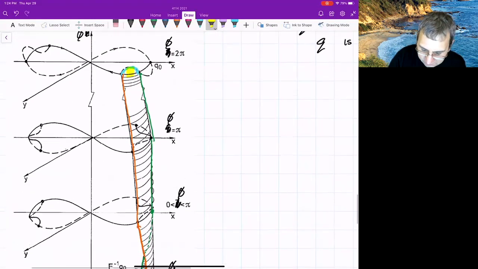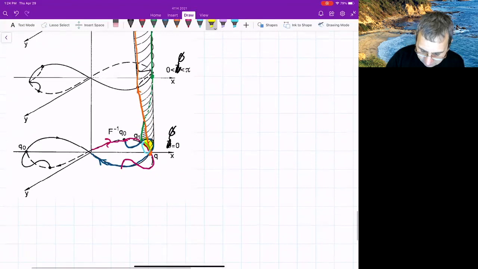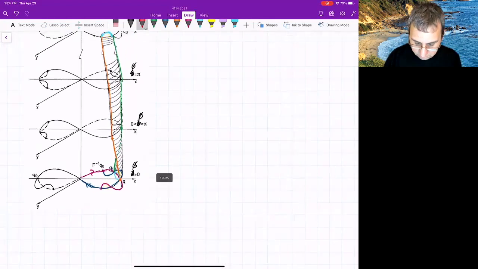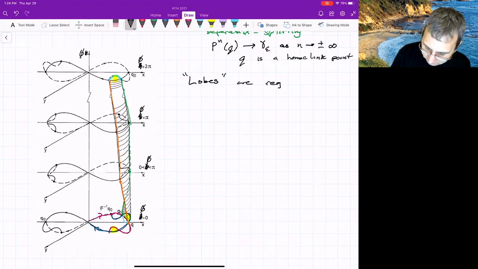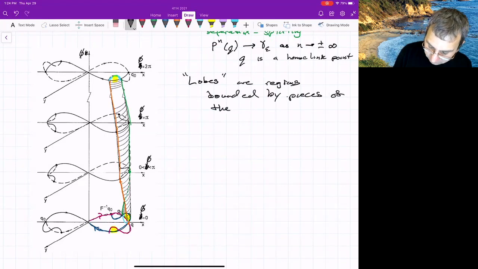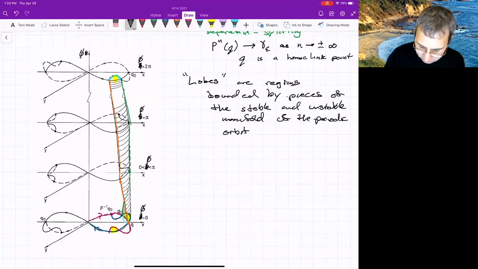But of course, this is at phase 2 pi. So it's the same as down here, this phase. So that yellow region mapped to this yellow region. And these are called lobes. So lobes are regions bounded by pieces of the stable and unstable manifold of the unstable periodic orbit, which I guess we kind of lost track of, but who knows what it's doing. That's the unstable periodic orbit.